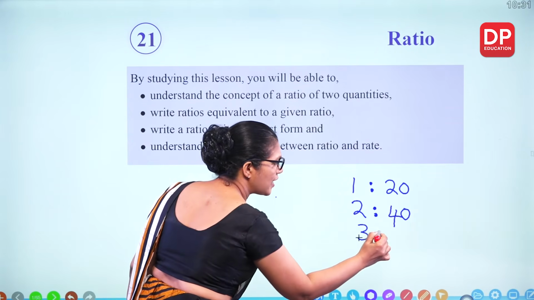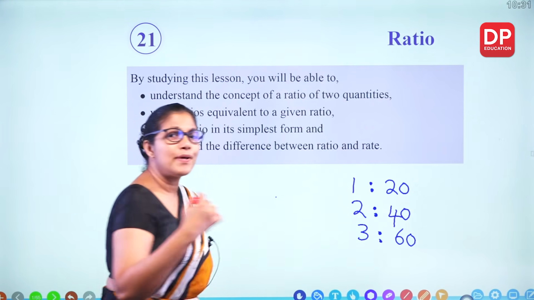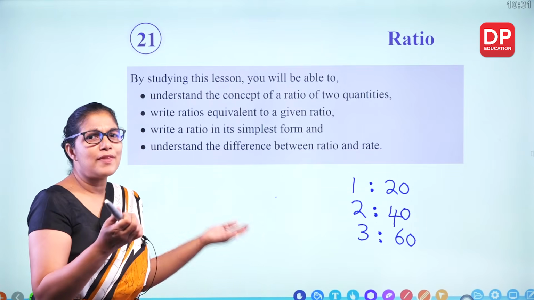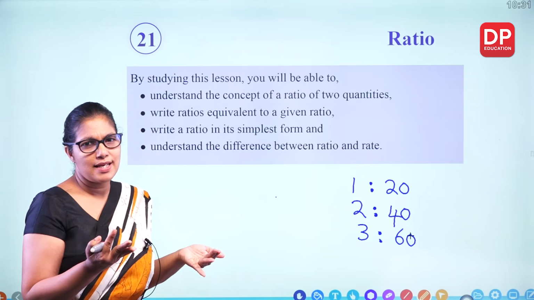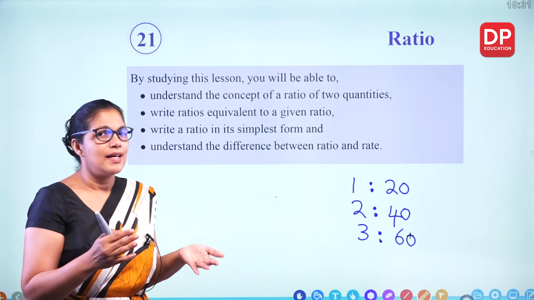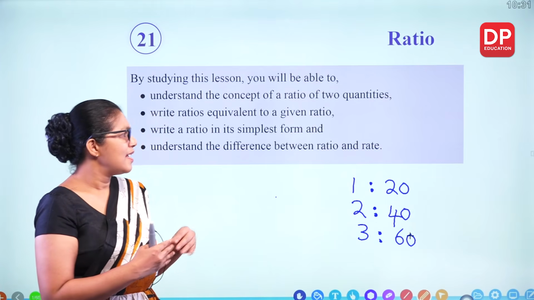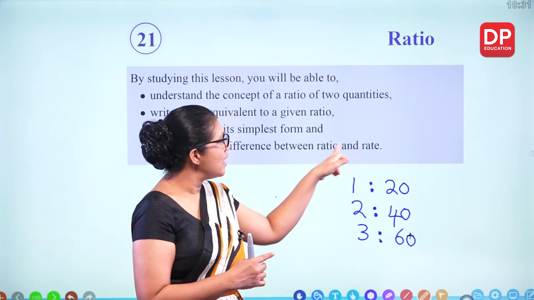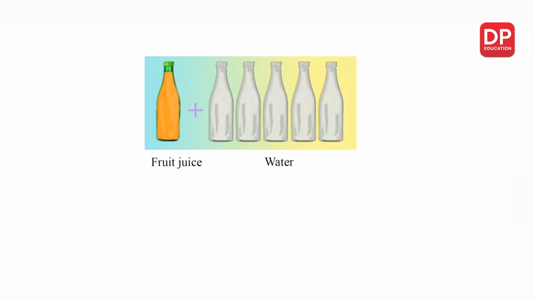3 apples, what do you think? 60 rupees. So when the number of apples increases, the price also increases. Something like that, we are comparing two quantities. Now, the important thing is when you are comparing two quantities, both should be in the same units. So we'll see what are the things we need to learn and what is the difference between ratio and rate as well. Look at this diagram.